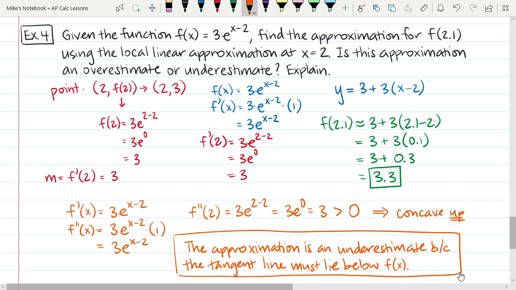And that is local linear approximation. So again, it's all about finding the equation of the tangent line, using that equation of that tangent line to find an approximation for the function value. If we're trying to figure out whether this is an overestimate or an underestimate, we need to look at the concavity of that function on that interval. Okay, good luck.